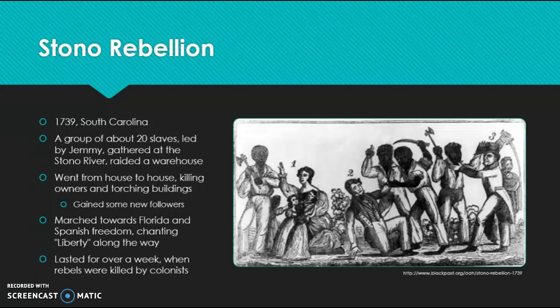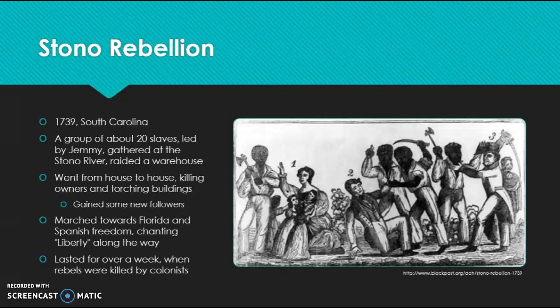So it's in 1739, and what happened here was, on a quote-unquote free day, so a day when it was kind of like a weekend of sorts, about 20 enslaved people gathered at the Stono River and then raided a warehouse where they acquired a bunch of tools and weapons and items they could use as weapons anyway. They moved along from house to house, plantation to plantation along the river, killing the owners. Sometimes they would remove the head of the slaveholder and place it on the front steps, like as a trophy or a warning. And they would burn buildings.